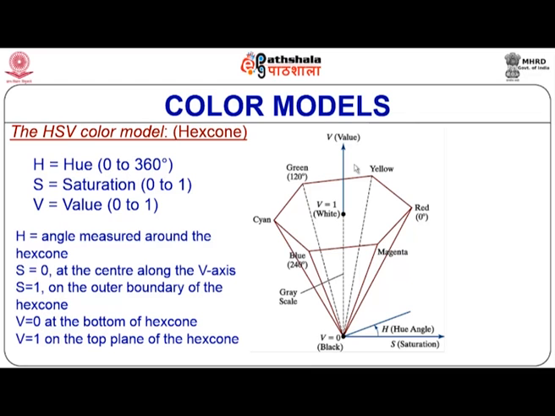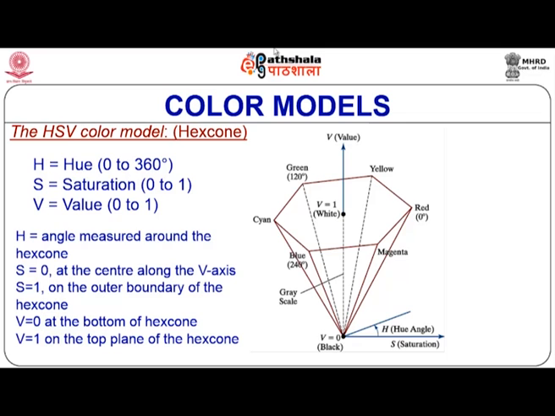The line connecting the black and the white is the gray line. The colors that fall along the line connecting the black and white is the gray line. And how do you now find a color? To find a color you need to give the 3 values, the H, S and V. Now what is HSV for red? I say H value is 0 degrees, S is 1 and V is 1.